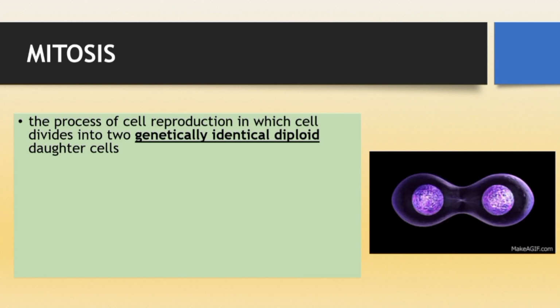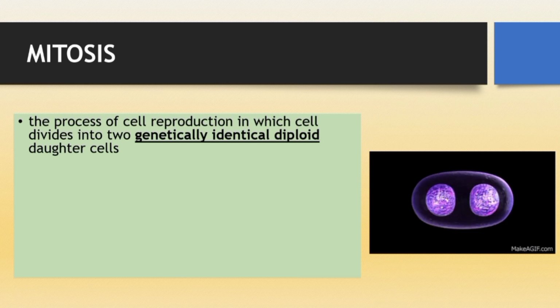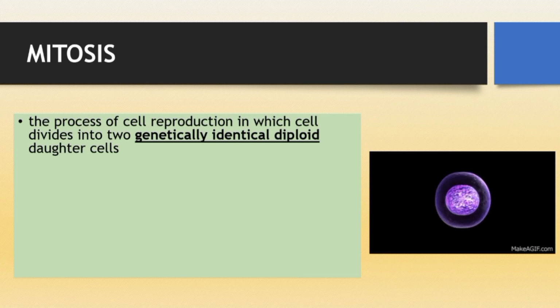So, mitosis is a type of cell reproduction in which a cell divides into two genetically identical diploid daughter cells. So, yung isang cell mag-undergo ng division, isang beses lang siyang magde-divide para makapag-produce ng dalawang cells. And yung dalawang cells na yon ay exact copy of each other.